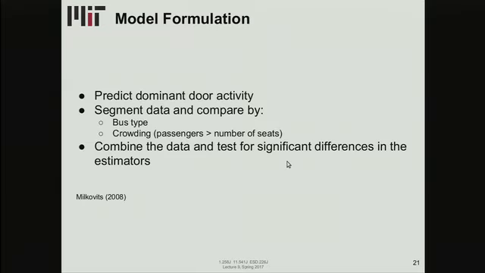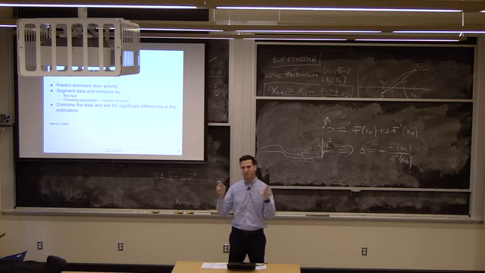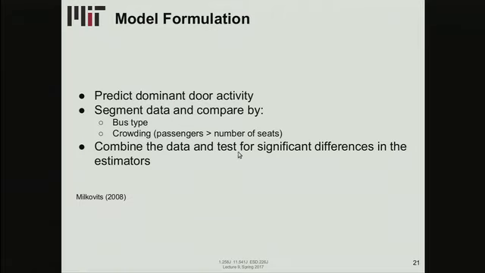So here's how the model works. First, they realized that it was easier to have one model for when the front door controls the process, and a separate model for when the rear door controls the process. So the first step was to predict which of the two processes was going to dominate and control the dwell time. And then from that, select one model or the other. And then they looked at including bus type and crowding as a friction factor in each of these models.